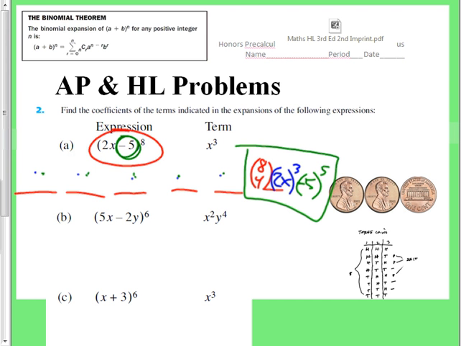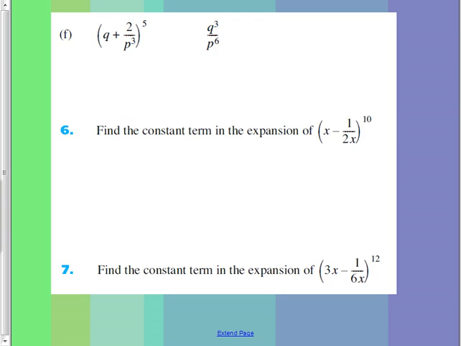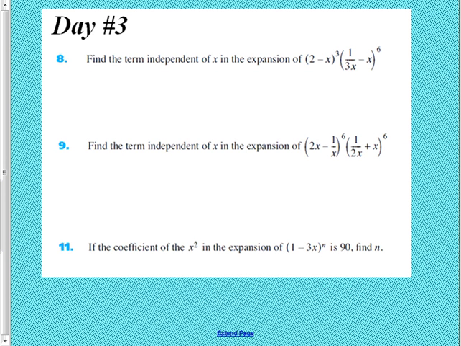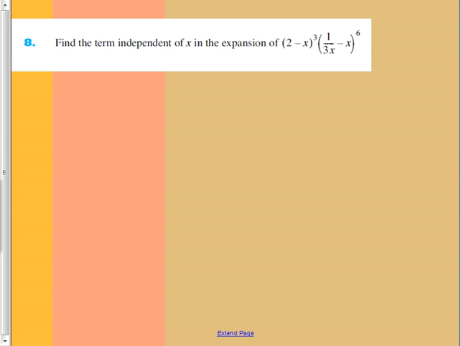All right, so only a couple more questions. When you hit it, it'll say day 3. Stop right there. Don't do any day 3s. That's going beyond what we need to know.